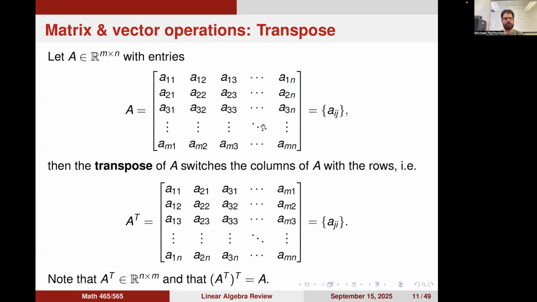Lastly, for a matrix with m by n entries, the transpose is the matrix you get where you flip it on its side so that the rows become columns and the columns become the rows. So for example, this entry A12 that's in this position here, in the transpose, it goes to that location right there. Note that the shape of A transpose becomes n by m rather than m by n, and then if you transpose something twice, you get back the original matrix.